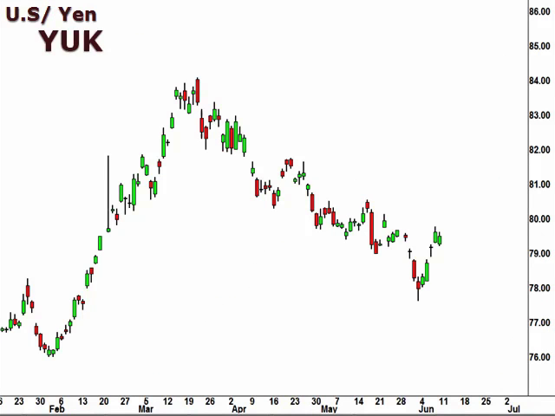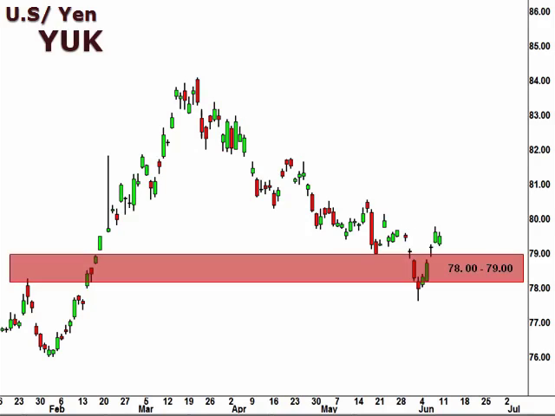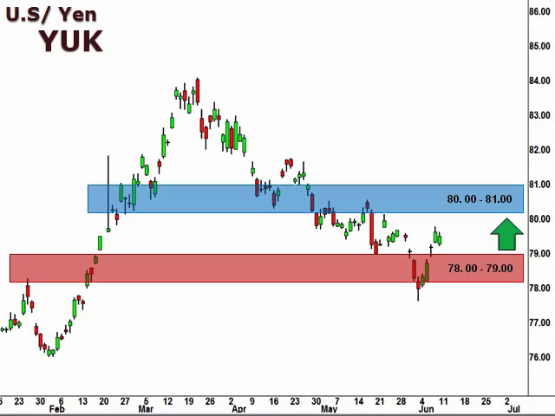Let's take a look at the YUK, the US dollar versus the Japanese yen. Well, the YUK broke above the downtrend line and closed above the 78.79 level, which now assumes the role of support. A reversal and break back below 78 should signal a continuation to the downside. However, 80.81 will act as the next upside target for any continuation higher.